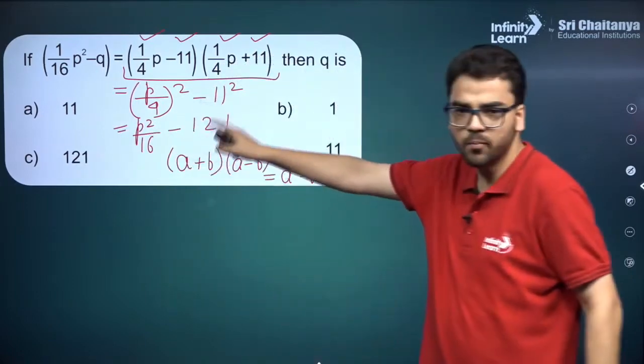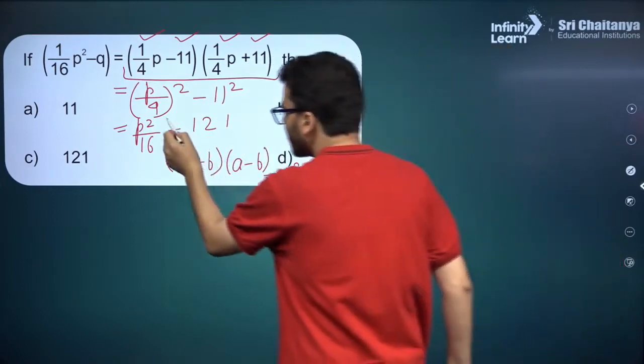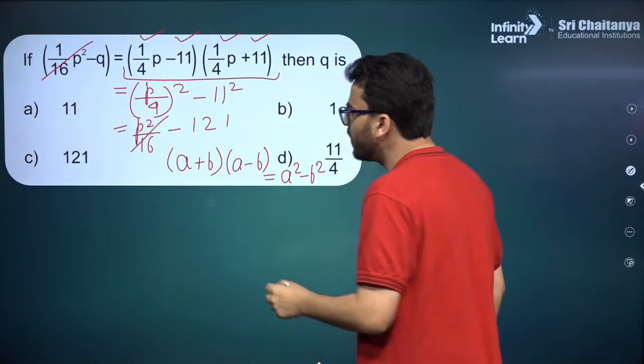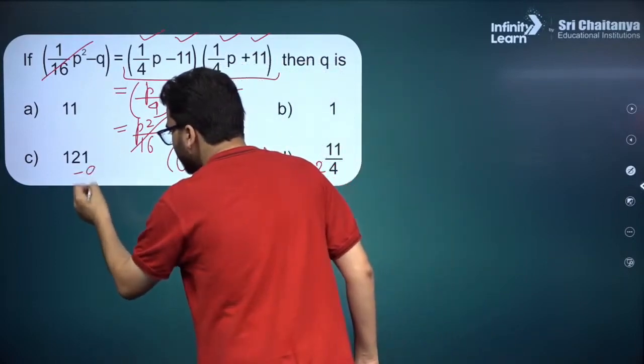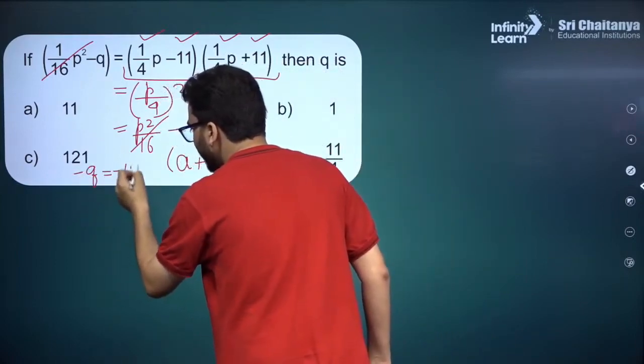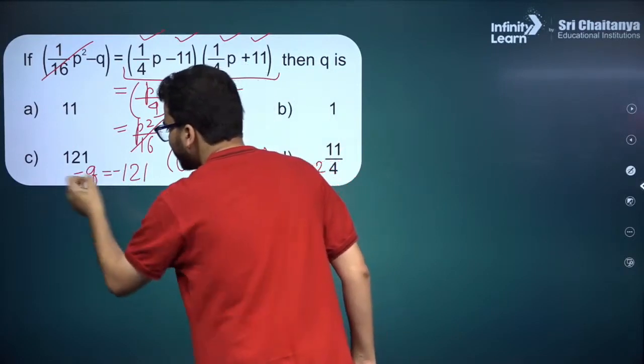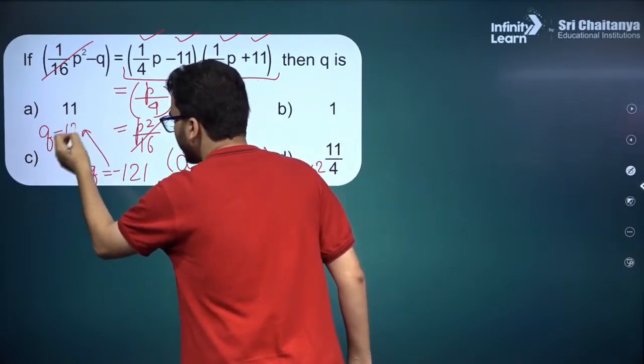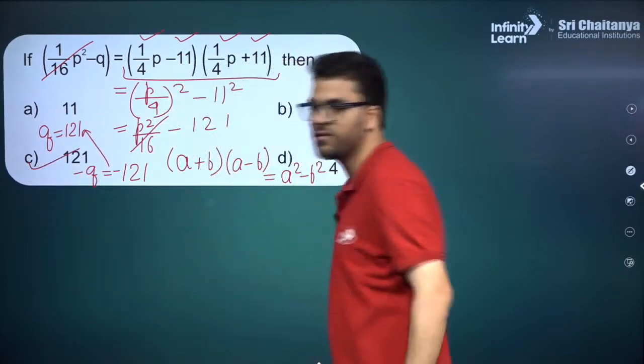So if you compare on both the sides of this, can I cancel out p square upon 16, p square upon 16? So we will be left with minus q, that is equal to minus 121. So from here, can I easily say that q will come out to be equal to plus 121. So therefore 121 is the answer.